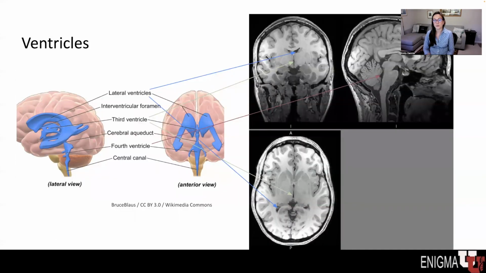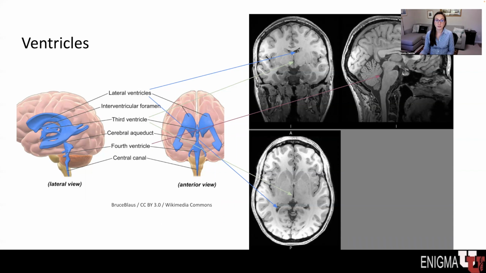The ventricles. There's a ventricular system in the brain that is critical for the movement of cerebrospinal fluid, which we'll talk about in a minute. But these are essentially fluid-filled spaces in the brain. We talked about gray matter and white matter. CSF is the other main tissue type. It's not tissue, but when we are looking at the brain and we're trying to separate out the different segments, CSF is one of those main segments.